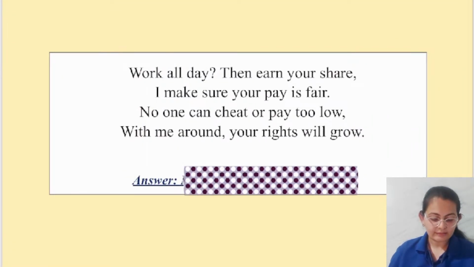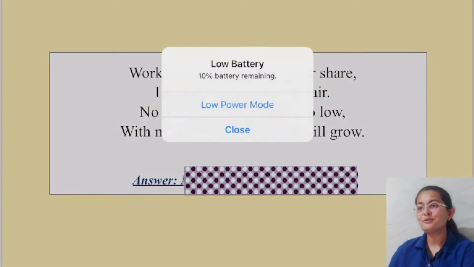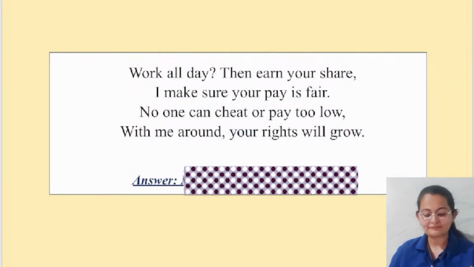Here it starts. Work all day, then earn your share. Earn share, this is the keyword. Work all day, then earn your share. I make sure your pay is fair. No one can cheat or pay too low. With me around, your rights will grow. Can you name this particular act?